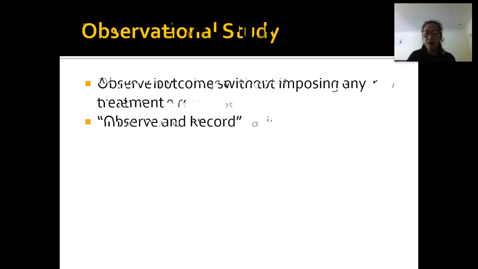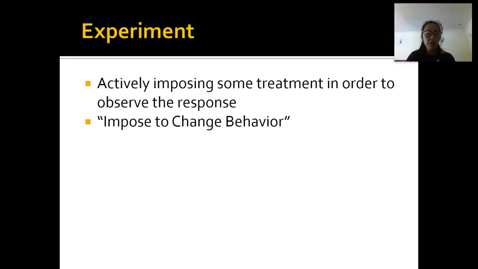And then we have experiments, which is what we're talking about today. In an experiment, you actively impose some treatment in order to observe the response. So you impose something to change behavior, to see if it has some sort of effect or some sort of cause on your variables or people or whatever. Okay, so we're talking specifically about experimental design.